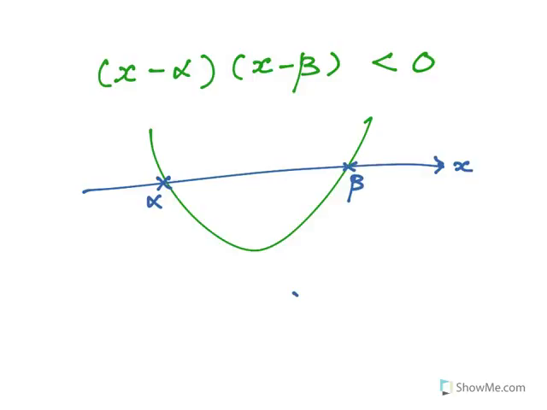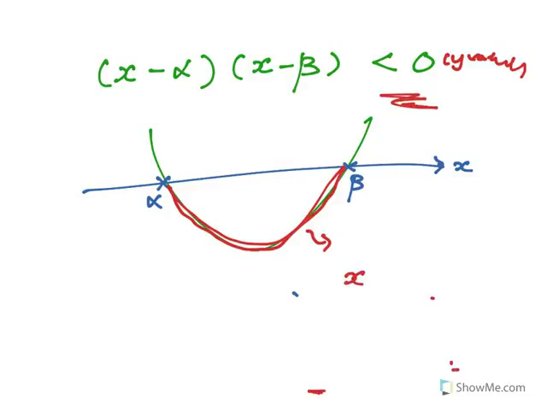Okay, from there, for it to be less than 0, this will be my y value, right? That means I want my y value to be less than 0. So this is the graph that we want. From here, for y to be negative, this means that x is between alpha and beta. Okay, so this is the idea.